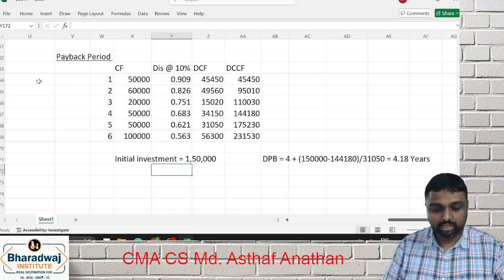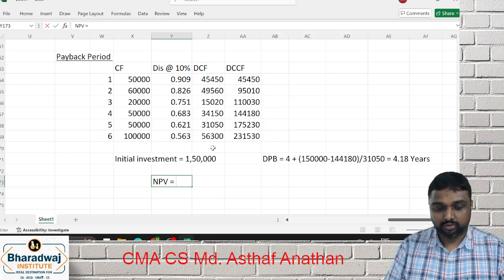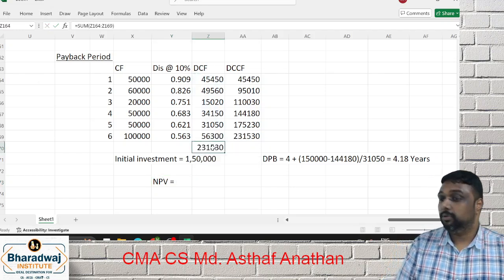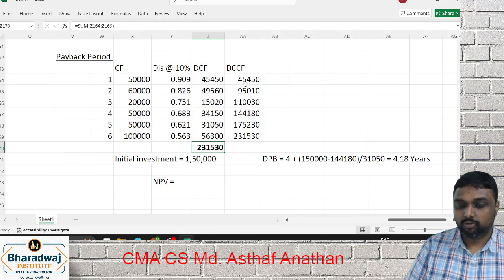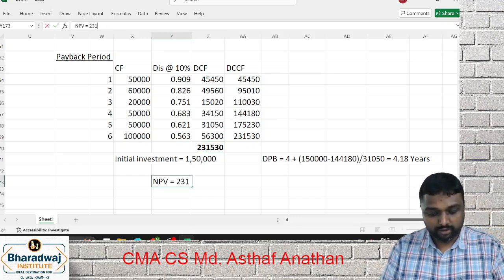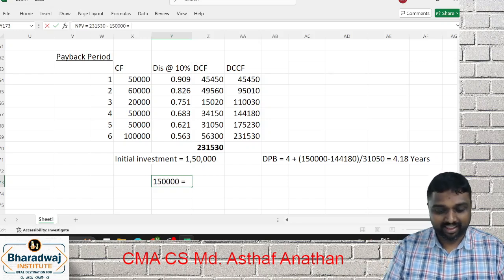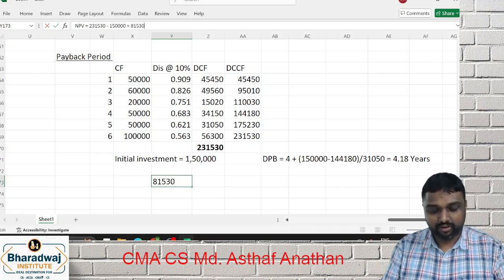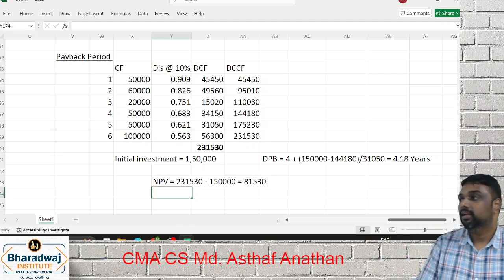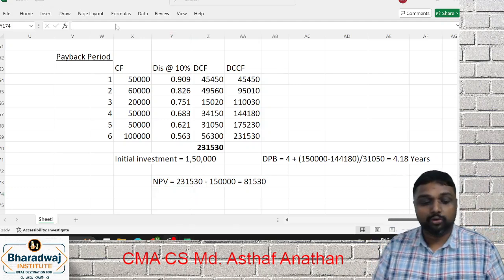So how can you do this here? Your NPV will be the present value of cash inflow, so you have to take the sum total of all. What is the sum total of all these amounts? 2 lakh 31,530 minus your outflow, 1 lakh 50, gives 81,000. Correct. But this NPV doesn't consider the outflow effect.